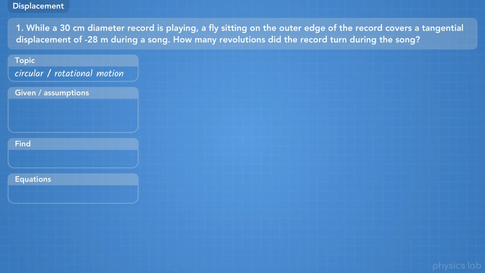Since we could be dealing with both angular and tangential variables, we'll have to be a little more careful about what the problem is actually telling us. First, we have a 30 centimeter diameter record with a fly sitting on the outer edge of the record. Let's start by drawing that out so we can keep everything in order. Here's a circle representing the record, with its diameter labeled as d, and a dot on the edge of the record representing the fly. Now let's write down the diameter, d, is 30 centimeters.